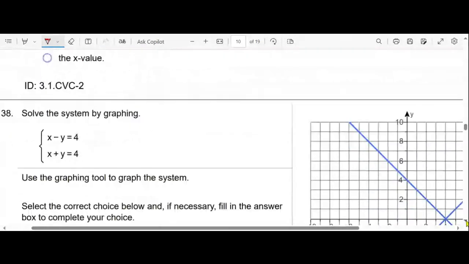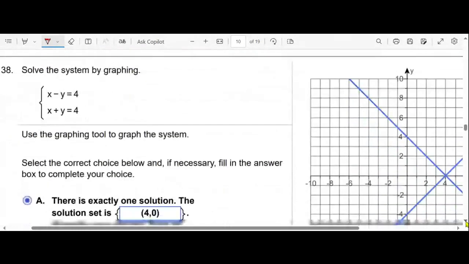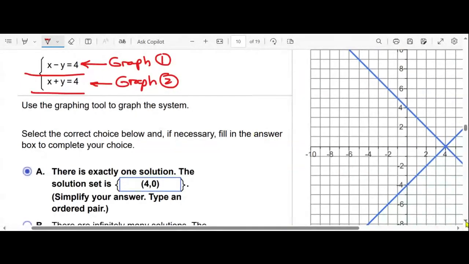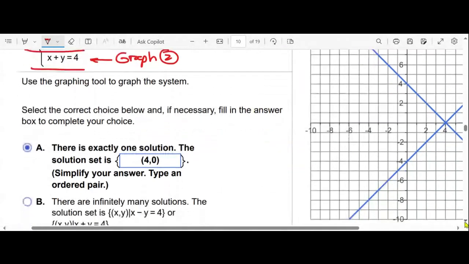I'm gonna skip this. You know how to graph this, right? Yes or no? Graph each one. So graph this one and then graph this one. So graph number 1 and then graph number 2. We did this in class before. Let's go to the next one.